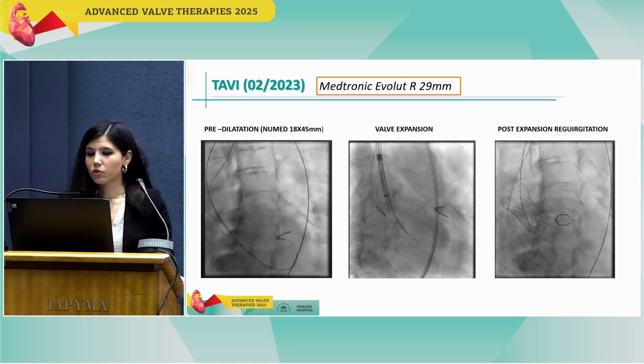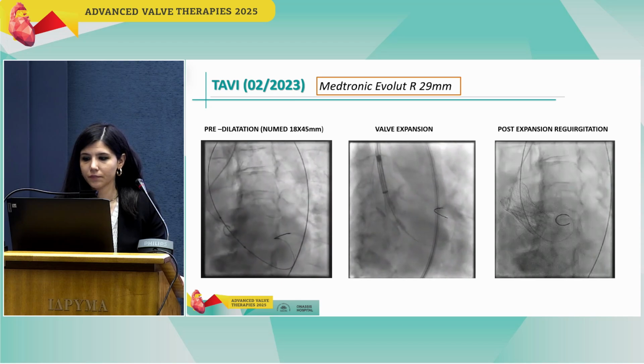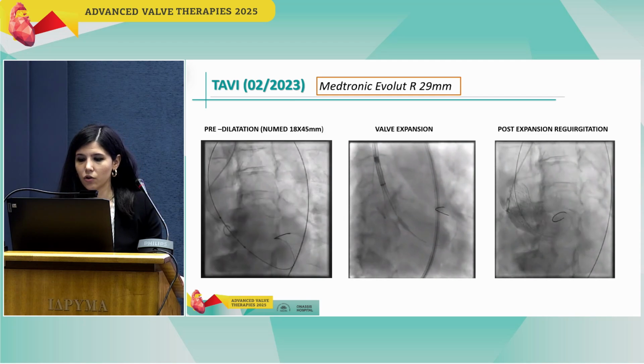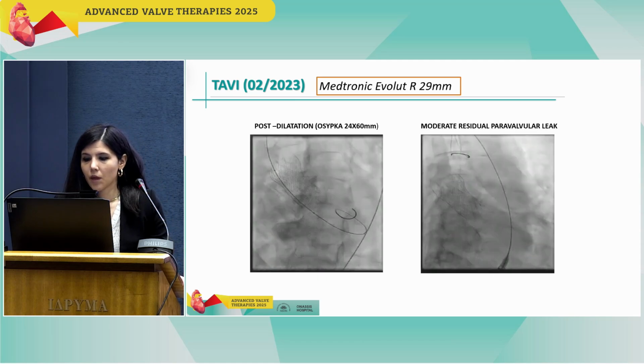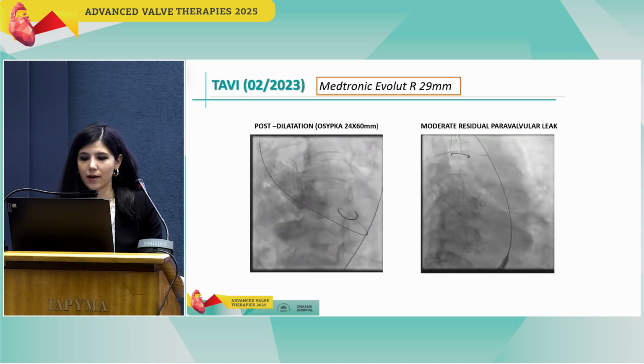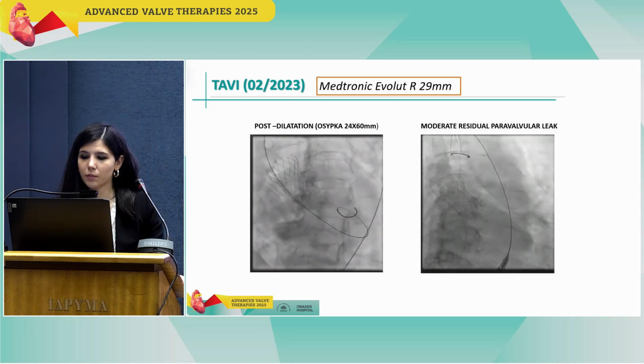So predilatation was therefore performed pre-TAVI, followed by the deployment of the bioprosthetic valve, as you can see here. However, due to clear evidence of paravalvular leak on angiography post-deployment, balloon dilatation with a 24 millimeter balloon was carried out. This resulted in mild improvement, although a moderate paravalvular leak persisted, as you can see.